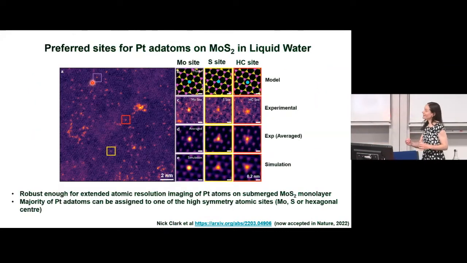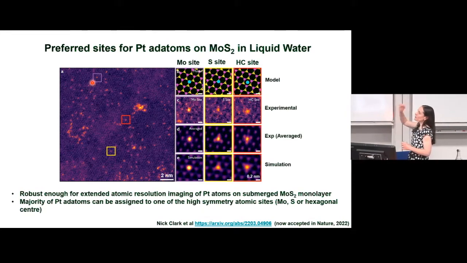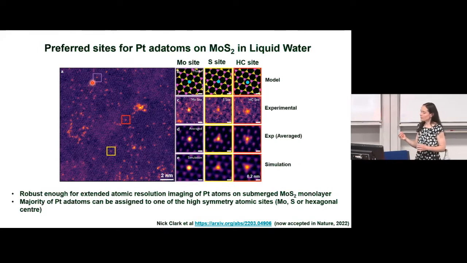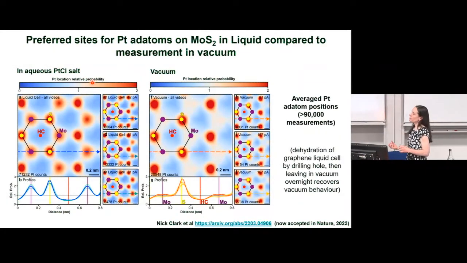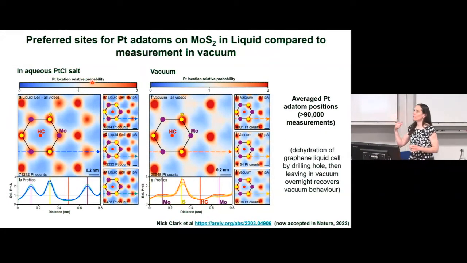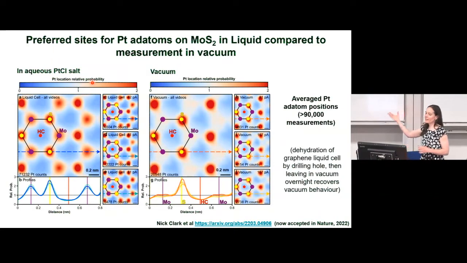We can see where they're sat. So this shows you the position of those atoms relative to the underlying lattice. And if we combine those measurements, and we're measuring 90,000 different atomic locations, you can build up a histogram to be able to look and compare the expected or the most common positions for platinum relative to the underlying molybdenum disulfide surface. And all you need to take home from the message of this rather complicated diagram is that in the vacuum experiment, the platinum is almost always above a sulfur atom.